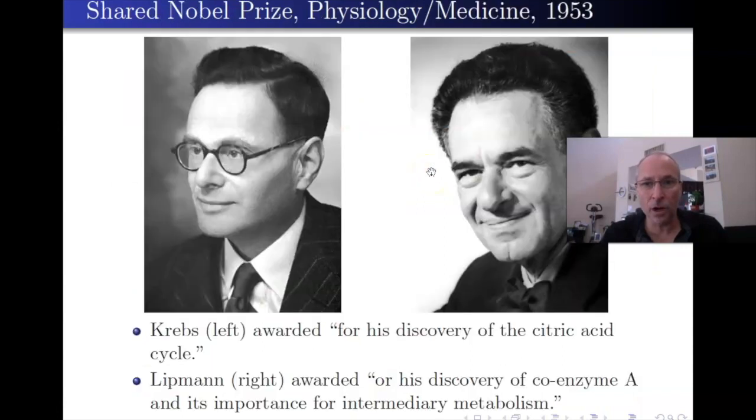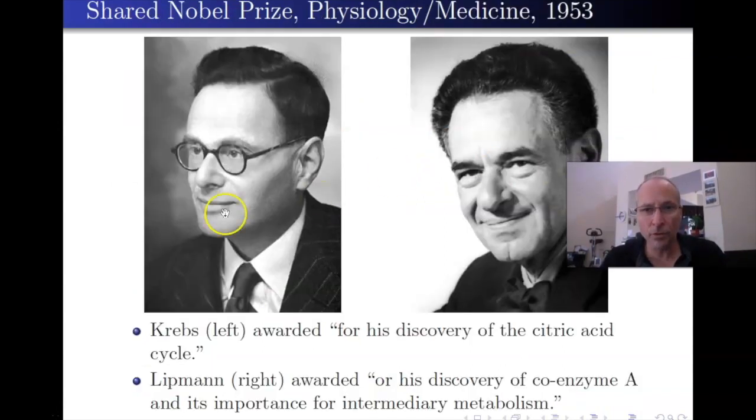So just to finish this off, these 2 individuals, there's Hans Krebs and here's Lippmann. These 2 gentlemen won a joint Nobel Prize in physiology or medicine in 1953. The first one, of course, was for the discovery of the citric acid cycle, which today we often call the Krebs cycle in his honor. And Lippmann won for figuring out what was going on with coenzyme A and its importance in feeding glycolysis into the Krebs cycle.